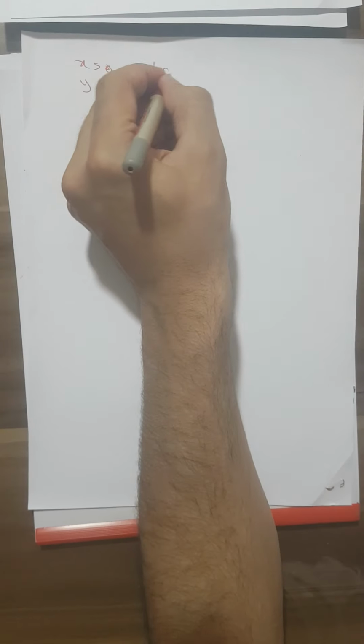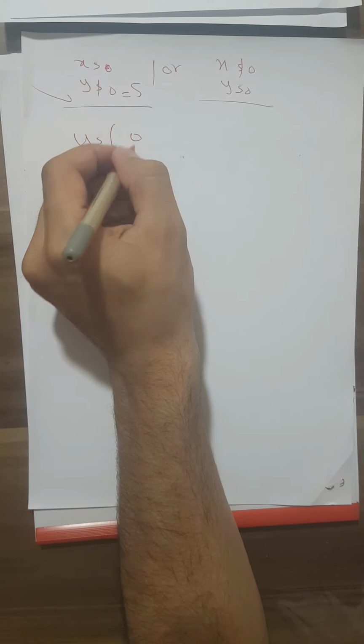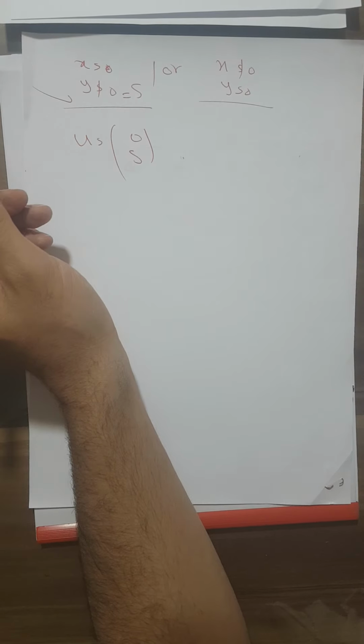Or x be not 0, y be 0. One of them. You cannot say both of them. So as he did in your book, he says x not be 0, let s be a value of x. So the vector of y will be like that. That's all. Okay, dear? That's all.